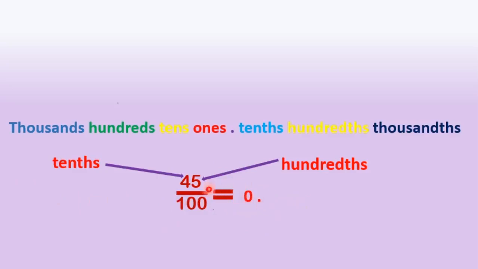Alright, let's move on. So how do we write the rest of the numbers? We know that right after the point, the tenths position comes. So we are going to write a 4 in the tenths position. And then right after the tenths position, we have the hundredths position, so we write the 5, and then we are done. Therefore, we have our number in decimal. Very, very simple.